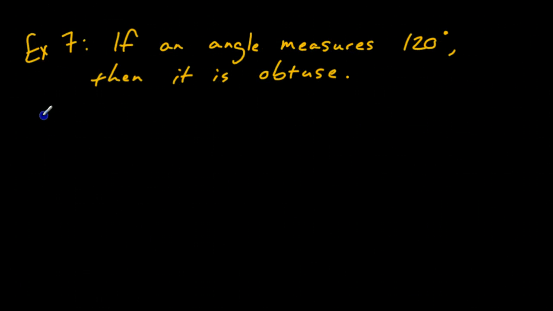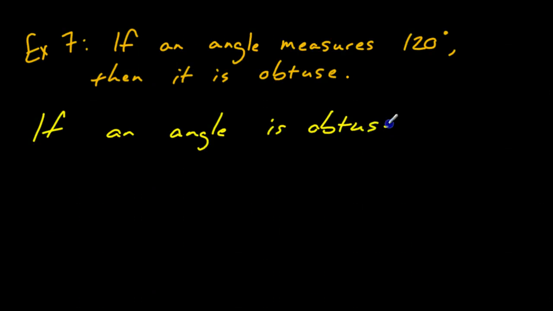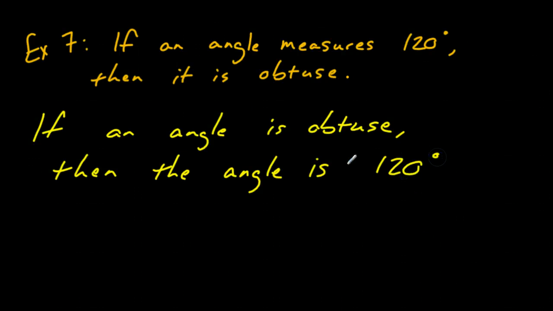If an angle measures 120 degrees, then it is obtuse. So if an angle is obtuse, then the angle is 120 degrees. Wait a second. That doesn't necessarily make sense, does it? If an angle is obtuse, does it have to be 120 degrees? Now, if we look at the example, if an angle measures 120 degrees, then it is obtuse. That makes sense. But then when we wrote our converse there, it actually didn't make sense.